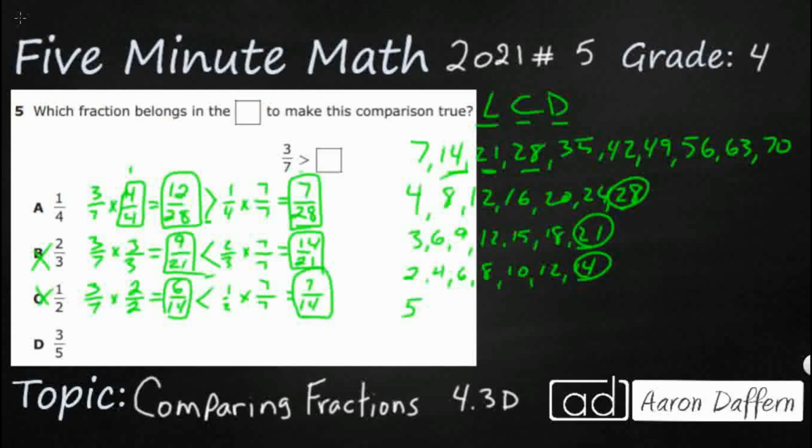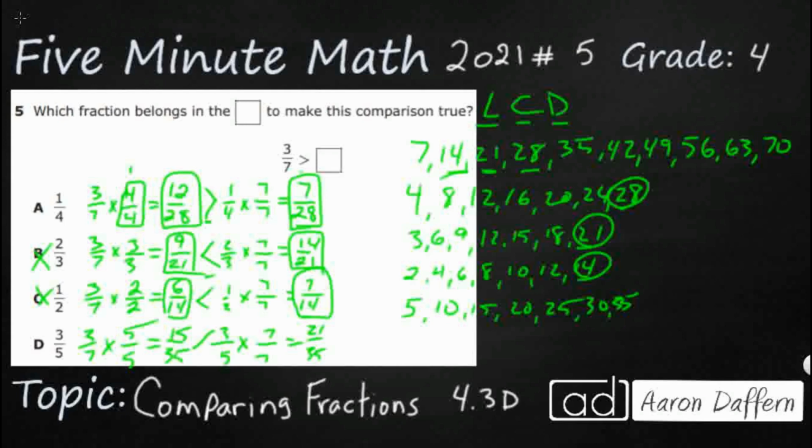Let's check our 5's and finish off. 5, 10, 15, 20, 25, 30, 35. There we go. So 3/7 times something equals 35. That's 5/5. So that's 15. And then 3/5 times something equals 35. That's 7/7. That's 21. 15/35 is also less. So my answer here is A.